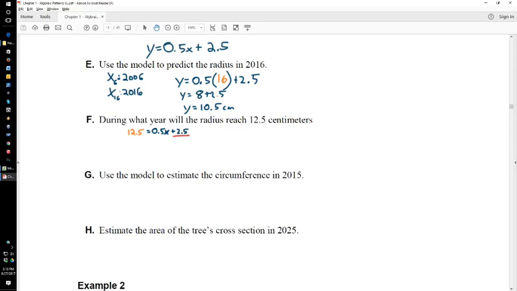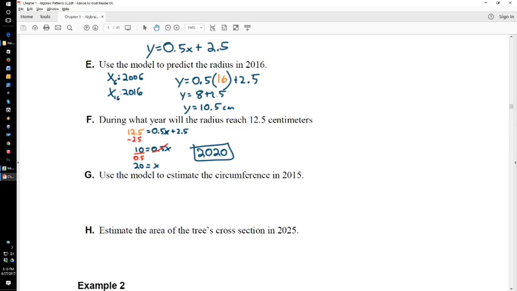Always start with whatever's added or subtracted, then deal with the multiplier. So to move a positive 2.5 over, I'm going to subtract 2.5, and you get 10 equals 0.5x. The 0.5 is multiplying, so I'm going to divide by 0.5, and in this case, x equals 20. It says what year? Well, that's in year 20, but year 20 would be the year 2020. That will be the year it reaches 12.5 centimeters.